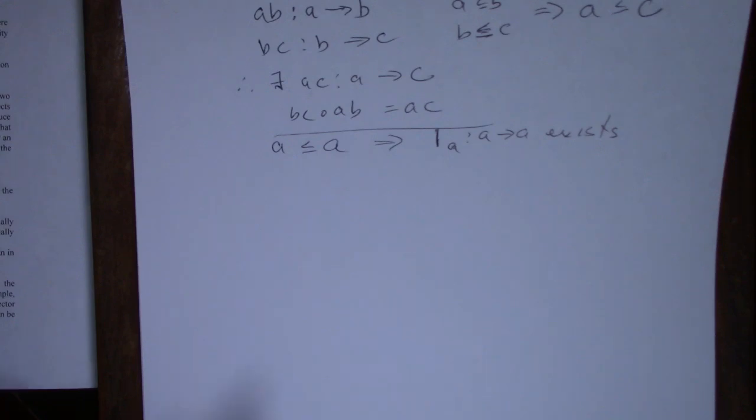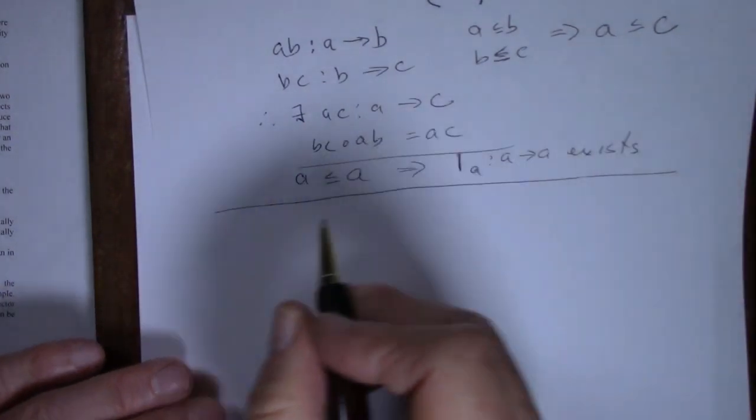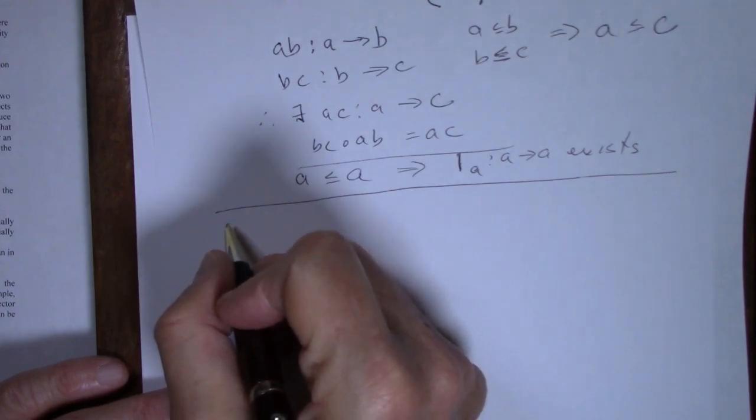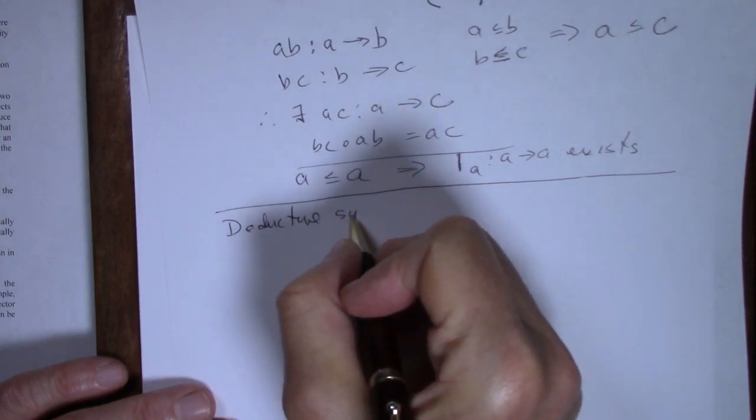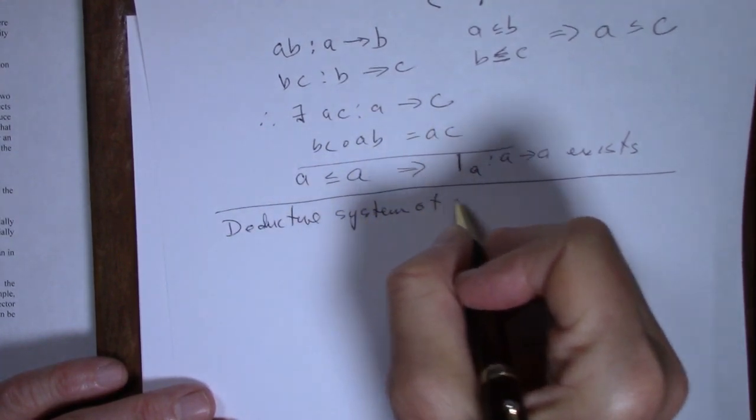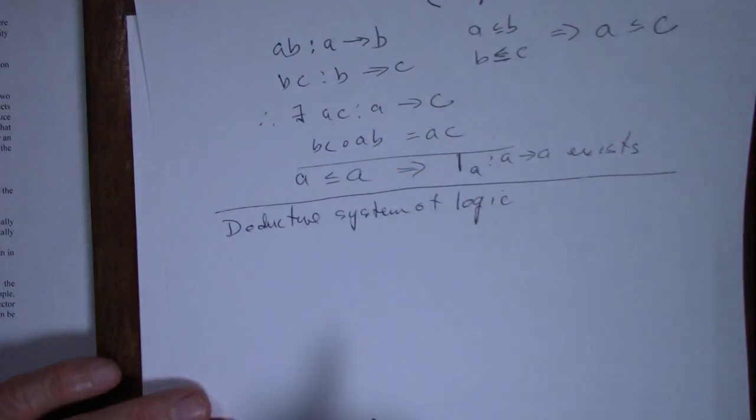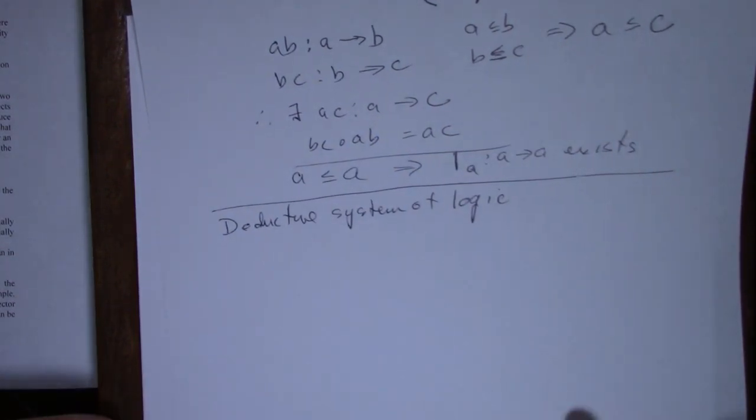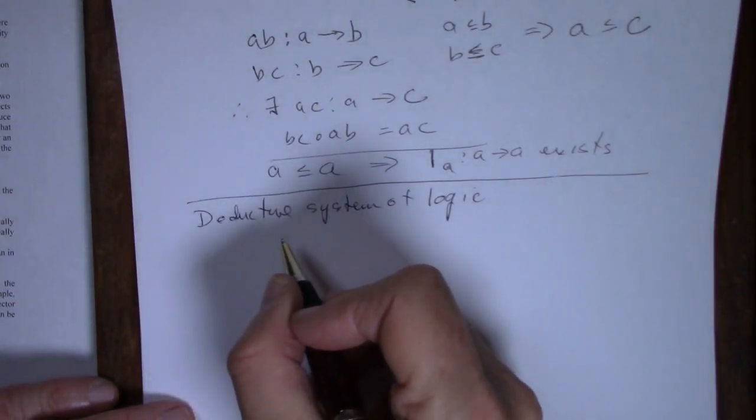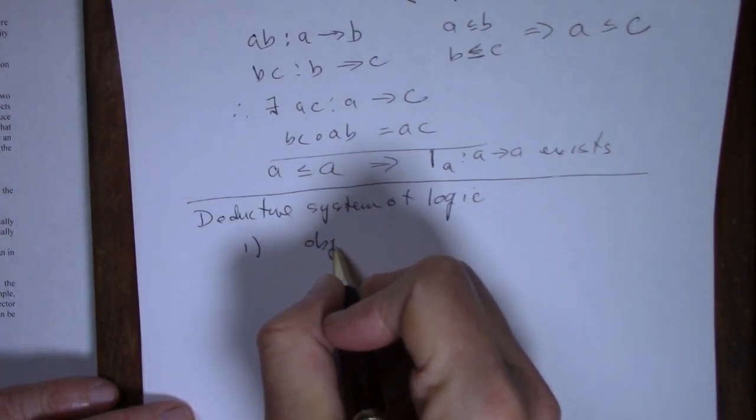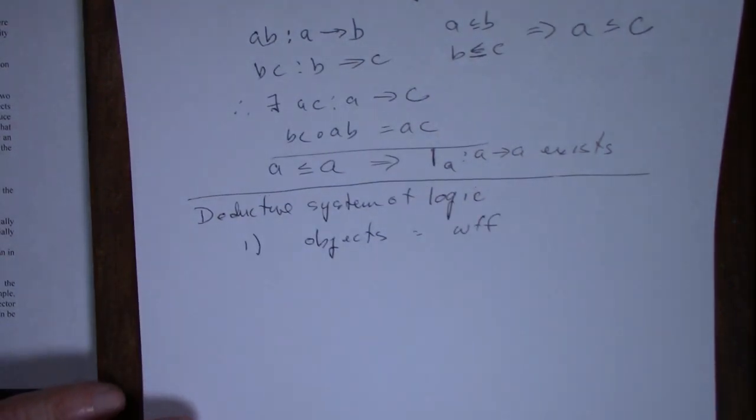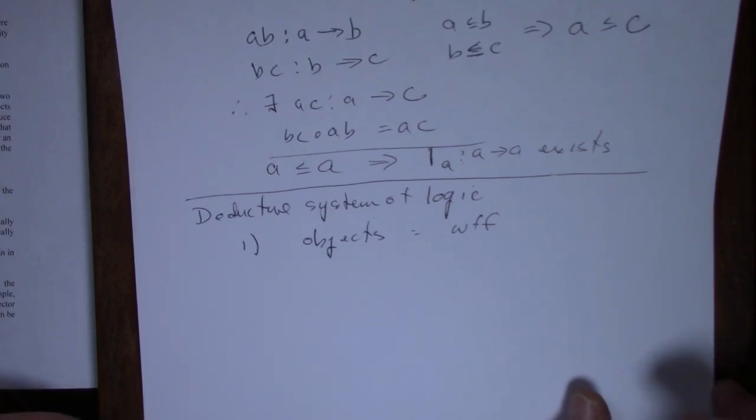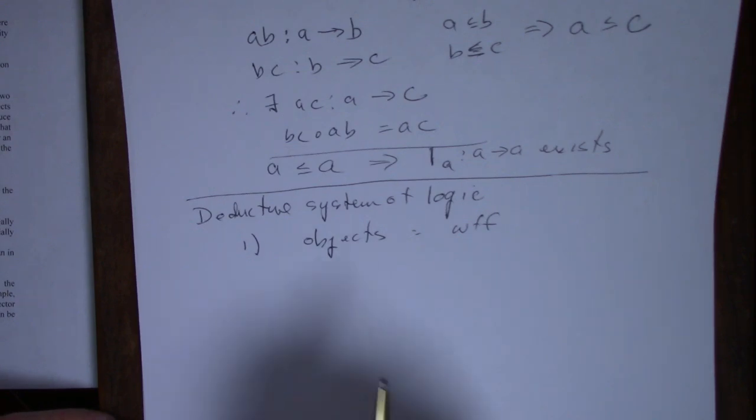Let me give you one last example of a category before we move on. It's two examples. Let's say we have a deductive system of logic. Could be the propositional calculus, or the predicate calculus, or something else. Then we can take for our objects the well-formed formulas in the system. I'm not going to go into details on this. If it makes sense to you, great. If not, please just bear with me for just a couple of minutes here.